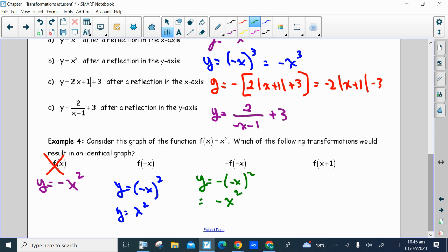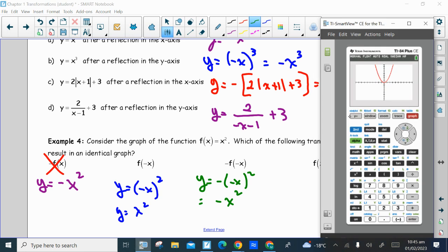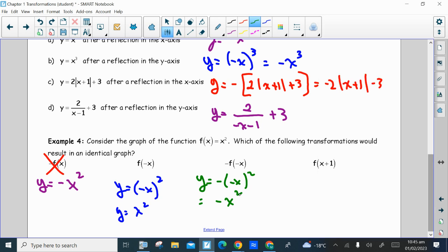It will reflect the graph across the x-axis, which will give us a different graph. And again, we can put that into our calculator. All we would have to do is insert a negative in front of the bracket. And it gives us a second graph that's different, reflected across the x-axis, which is what our final equation that we wrote here also shows us. And let's first cross that one off, because that gives us a different graph.